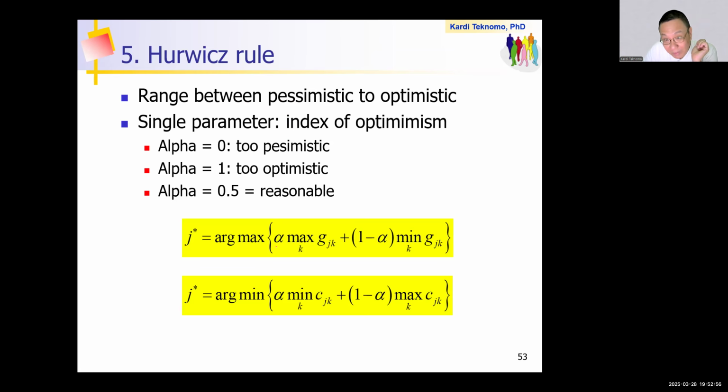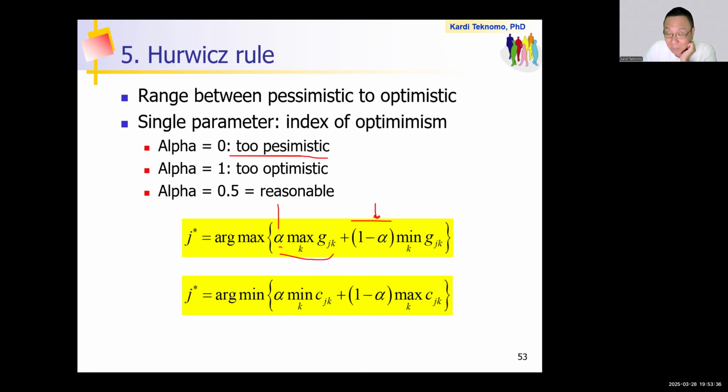If you look at this, it is similar to the learning model we discussed last time, remember? You have alpha and you have 1 minus alpha multiplied by something. So let's put alpha as 0, what will happen? If alpha is 0, this term is 0, so you have 1 minus 0 is 1. So basically you have arg max min. What you get is maximin. So if alpha is 0, you are pessimistic.